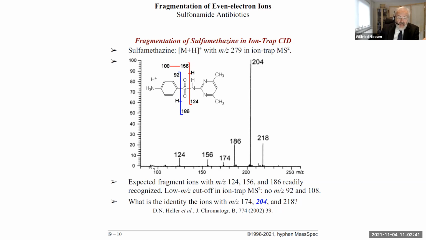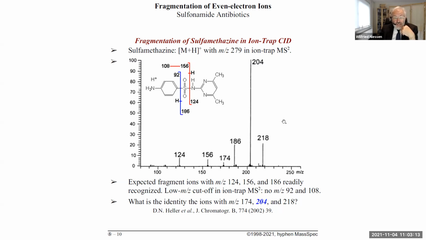We have some indication that there might be some 92, but we know the trapping of ions with m/z values below 30% of the precursor ion is difficult in the ion trap. So that's why we don't see it clearly. We see the 156. We see the 124. There's some indication of a 108 there. But of course, our attention is immediately drawn by the fact that we see a 174. We see a 204. We see a 218.